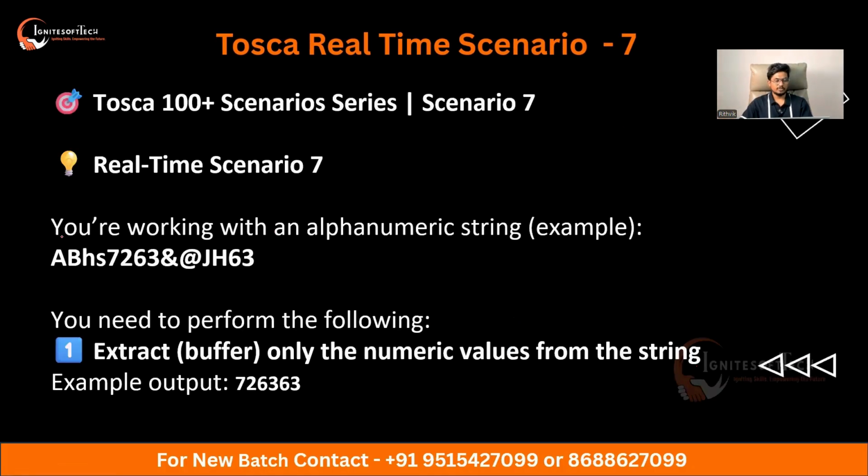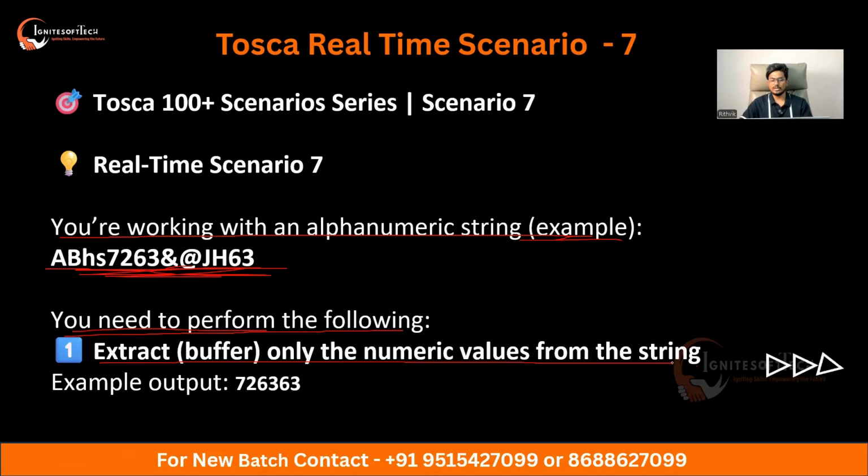What is the scenario? You are working with alphanumerical strings, where alphabets and special characters are there. Alphanumeric means alphabets as well as numbers, and we have special characters also. We need to perform the following: extract and buffer only the number values from the string. The output should be 726363. Means wherever there is a number, you need to extract that number from this string.